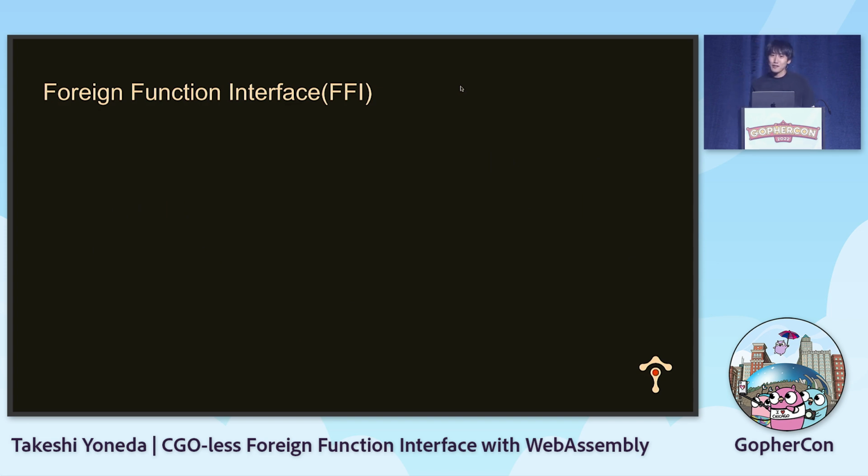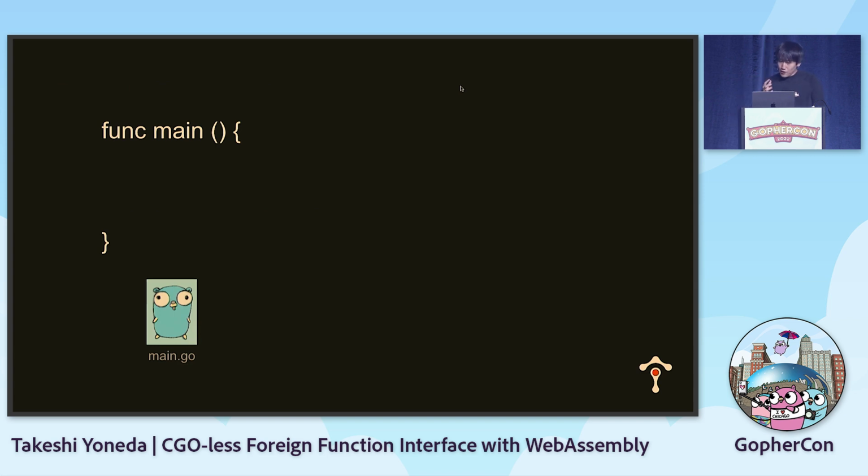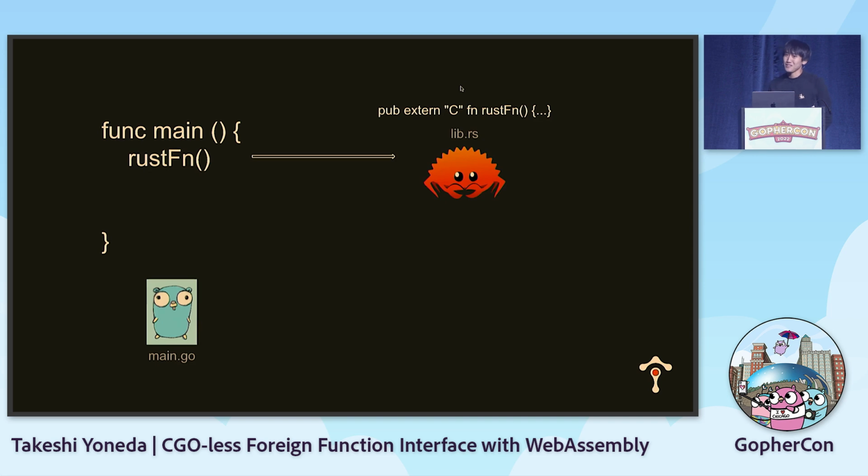Let me start with this simple question. How many of you can explain what exactly foreign function interface is? Okay, quite a few. Let me share some of the definitions from Wikipedia. It's basically about calling non-Go functions from Go, right? So maybe C functions or Rust functions or Zig functions or whatever. So now we have main.go. Maybe you want to call a Rust function, right?